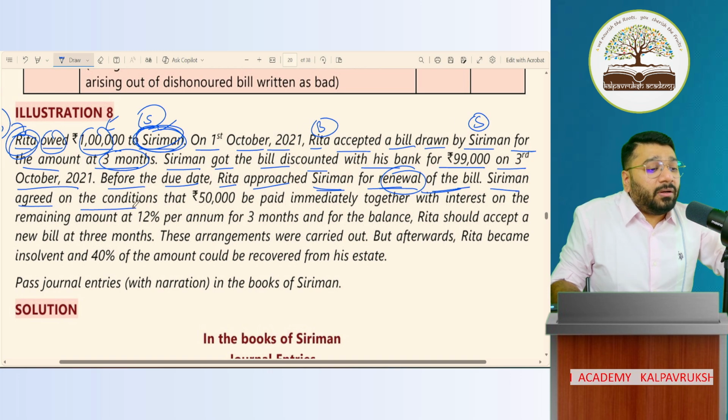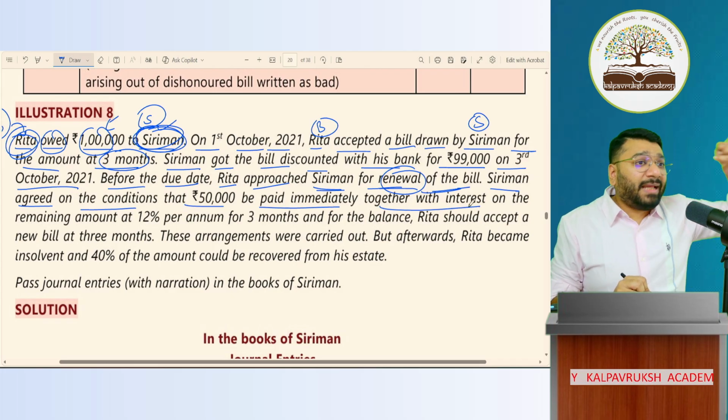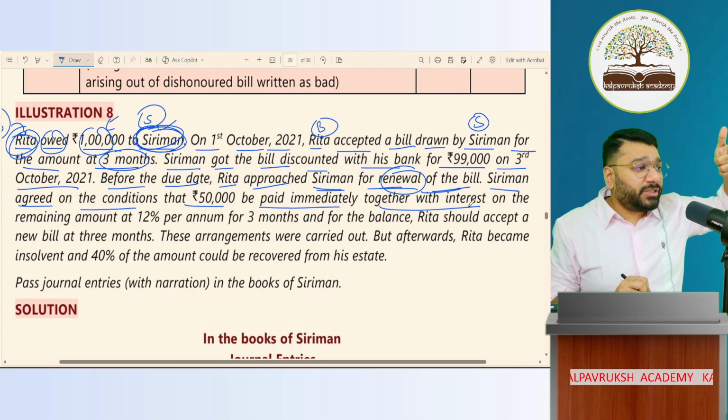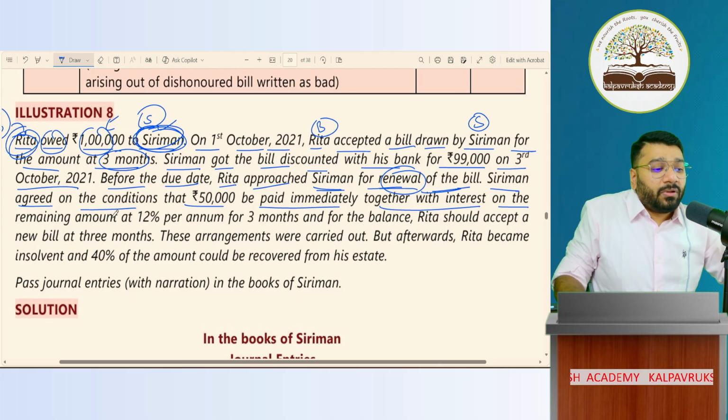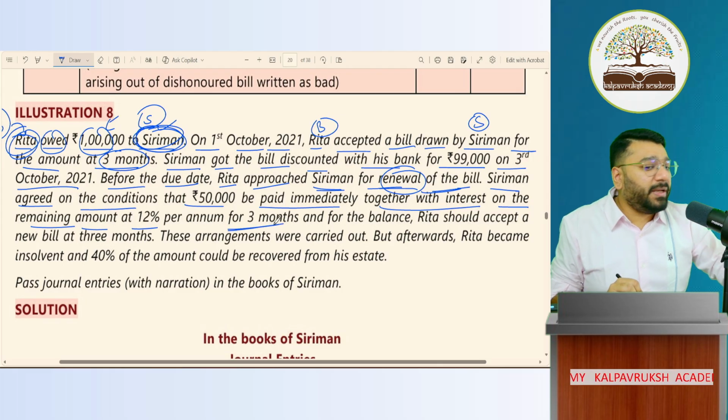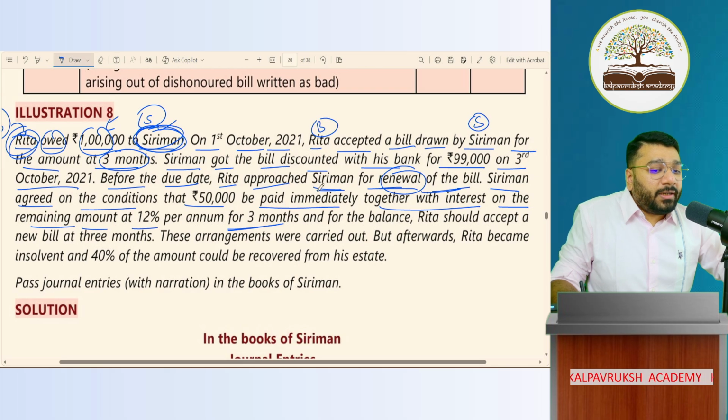Siriman agreed on the condition that 50,000 is paid immediately together with interest. So after cancelling the bill, pass the interest due entry, then the payment entry, and for the remaining amount, 12% interest with a further 3 months credit period. Got it? Not got it?